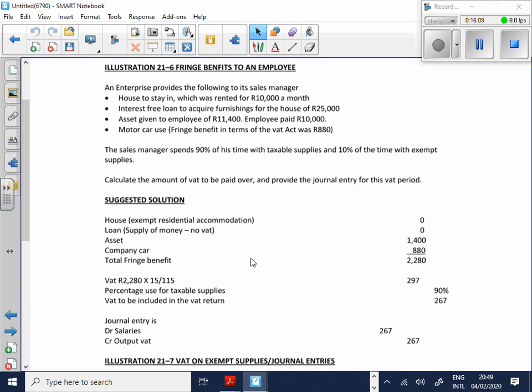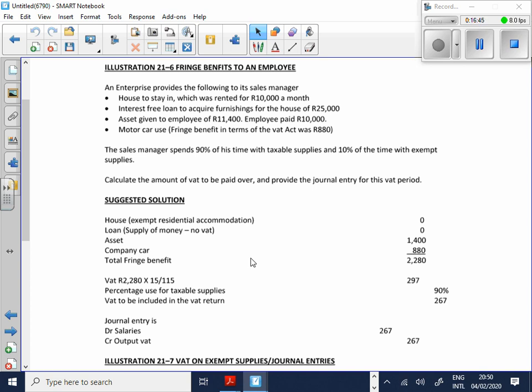Motor car use, fringe benefits. Value in terms of the act was 880, so that gives you 2280. Times 15 over 115 gives you 297. And look what it says. It says the sales manager spends 90% of his time with taxable supplies and 10% of his time with exempt supplies. So what happens if they tell you that? Do you charge VAT on everything, or is 10% an exempt supply and 90% a VATable supply? Do you understand the VAT is 90%, and that's why we've only got 267 in there.